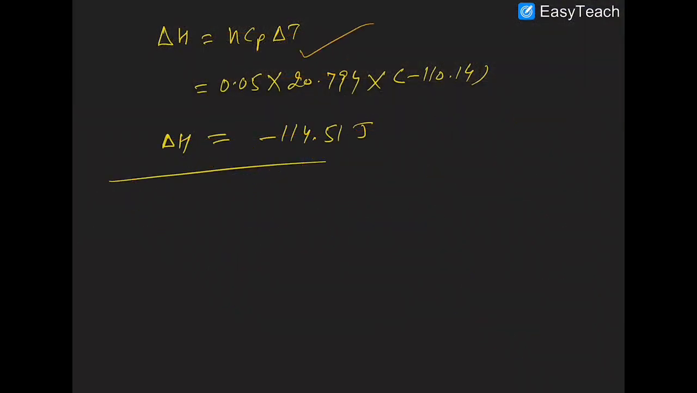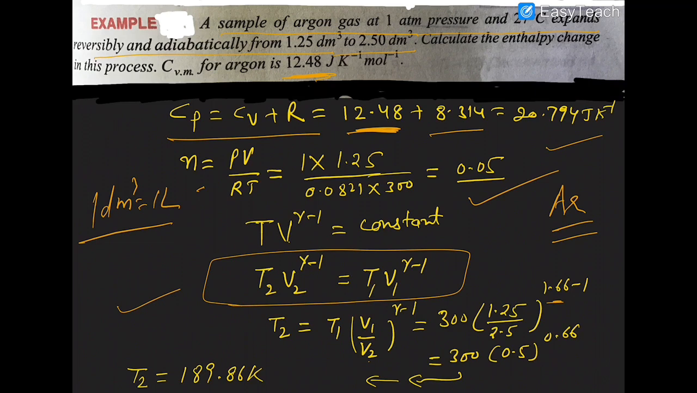Now delta H comes out to be how much? It should be nCp delta T. The number of moles is 0.05, Cp is 20.794, we determined that, and delta T is minus 100.14. After that, you just put the values here and you will get the value of delta H in that case. Are you sure about that or not?